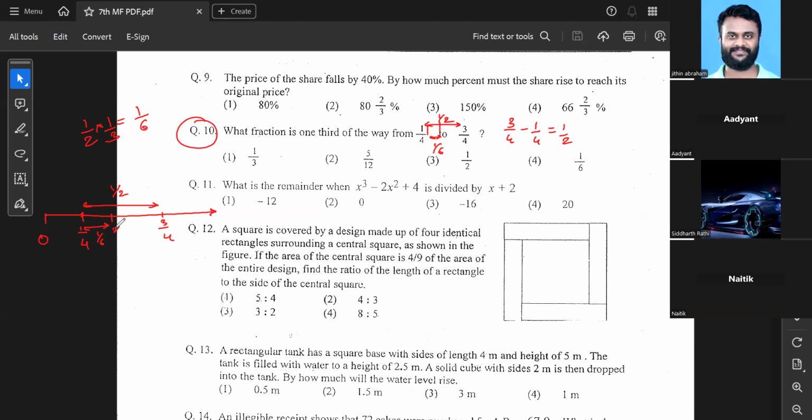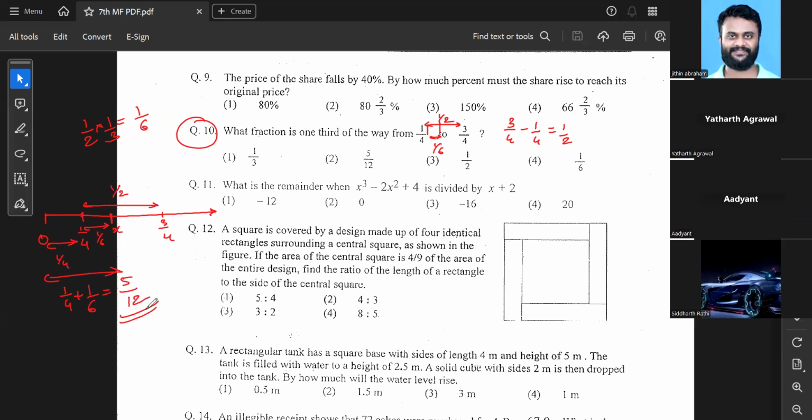Now the question is, what is this fraction? This fraction will be, from 0 to 1 by 4, it's 1 by 4, plus 1 by 4 to x is 1 by 6. So total this fraction will be 1 by 4 plus 1 by 6. That gives you 5 by 12. 10 by 24, 5 by 12. Yeah.